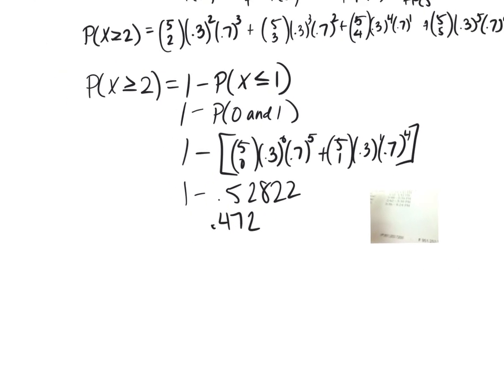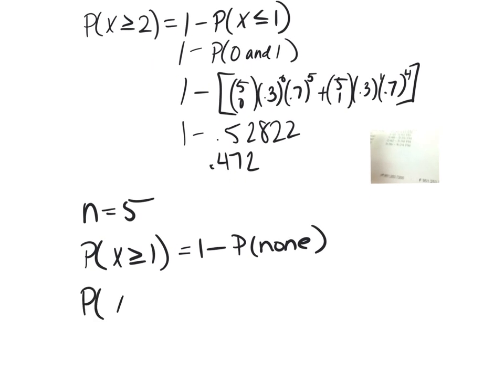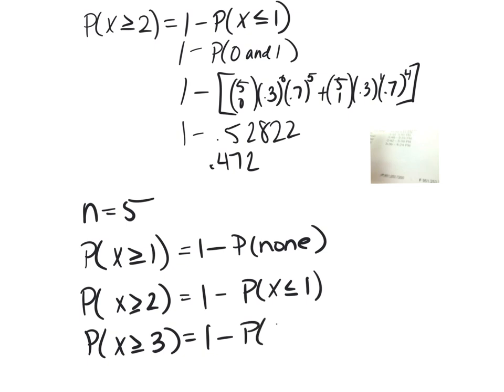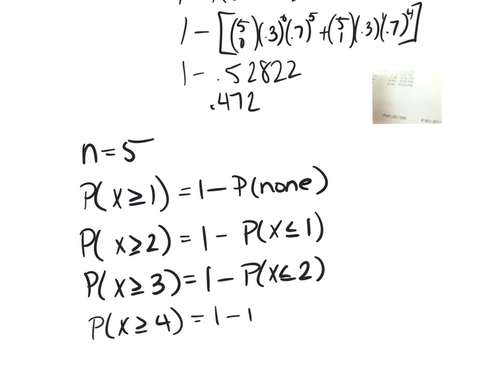So I kind of want to go through all the possibilities when we're talking about, say, out of 5, right? So N is 5. The probability of at least 1, that's greater than or equal to 1, is 1 minus the probability of none. The probability of at least 2 is 1 minus the probability that x is less than or equal to what? One, right? Because I wanted to subtract off 0 and 1. And the pattern continues. If I want at least 3, that's 1 minus the probability that x is less than or equal to what? 2. If I want at least 4, that's going to be 1 minus the probability that x is less than or equal to 3. And so on.